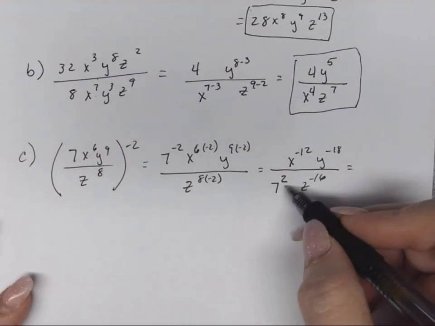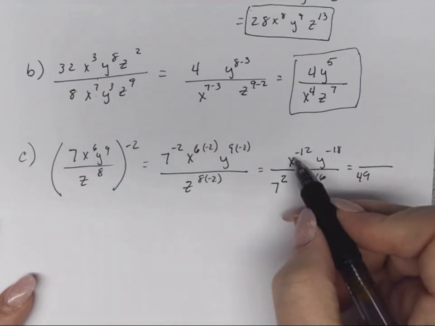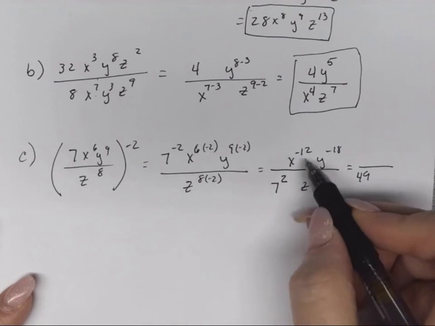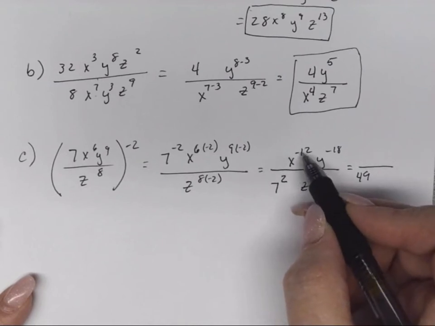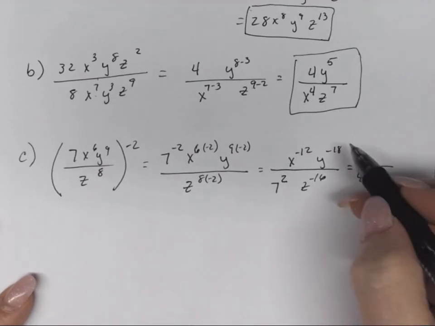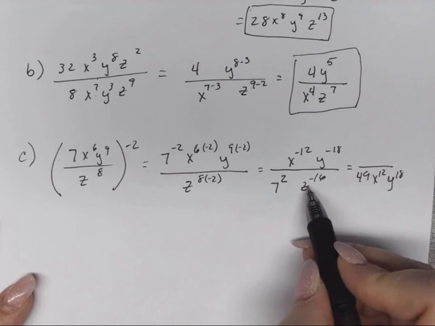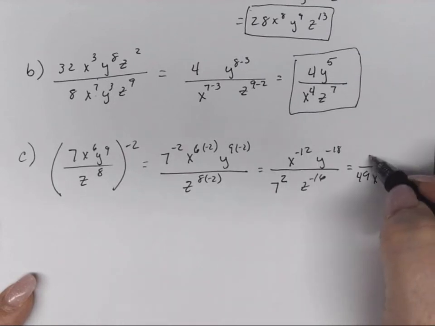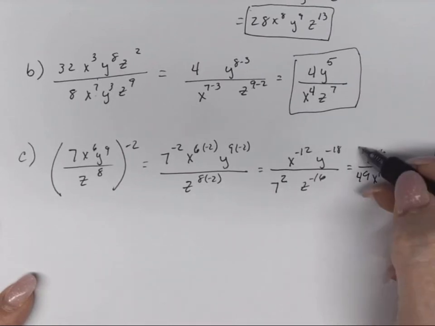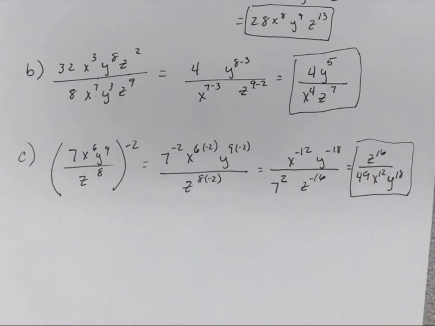All right, that tells me that 7 squared, that'll end up being 49 in the denominator. My x's will have to go down because they can't be negative, they've got to be positive. So x to the positive 12 in the denominator, y to the positive 18, and the z's will have to go up. And that will get me z to the positive 16. So you can then move them to where we have all positive exponents.